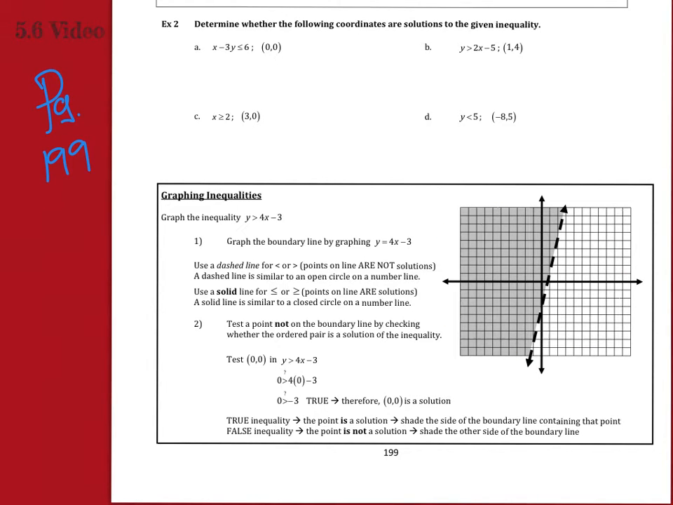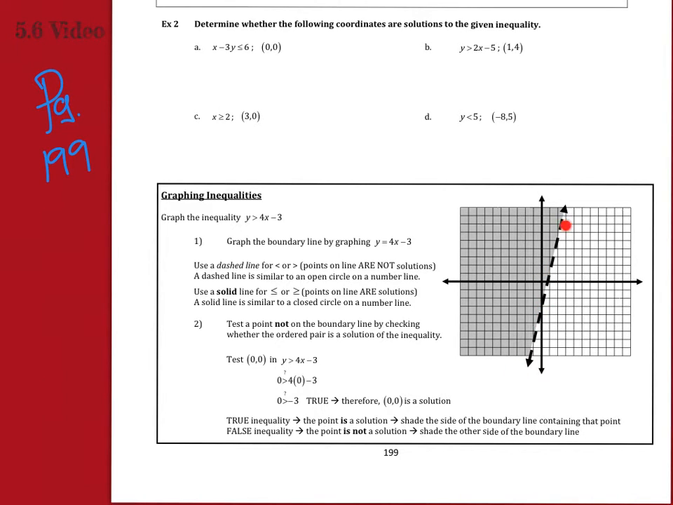Okay, so in this box at the bottom of the page, it gives you an example. Y is greater than 4x minus 3. So these problems are really straightforward. You're going to graph the boundary line just like you would graph a regular equation. So y-intercept of negative 3, slope is positive 4. So you go down to that y-intercept of negative 3 and then up 4 over 1.